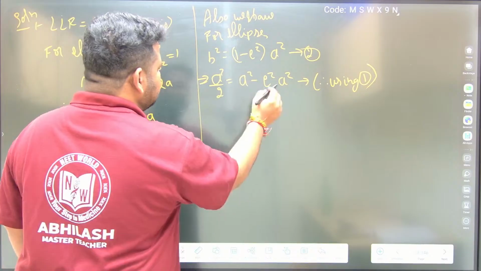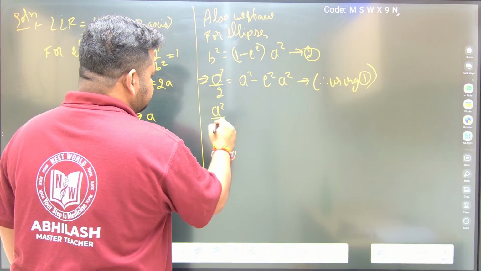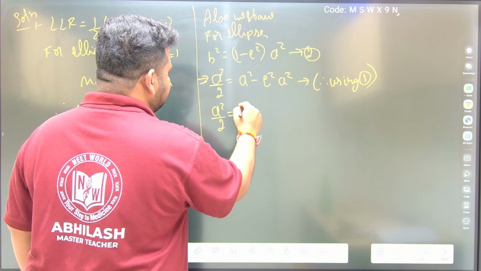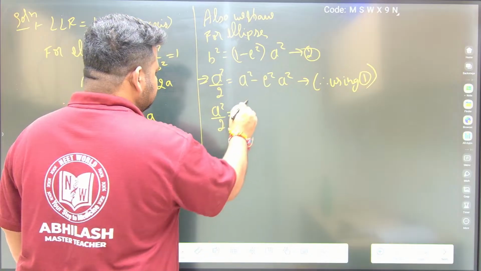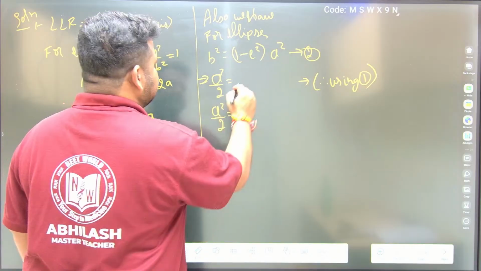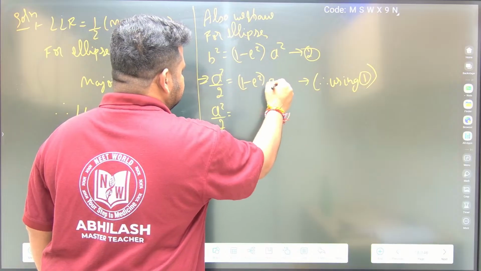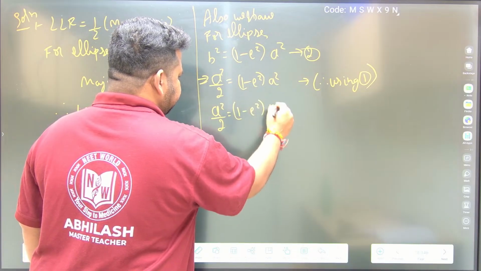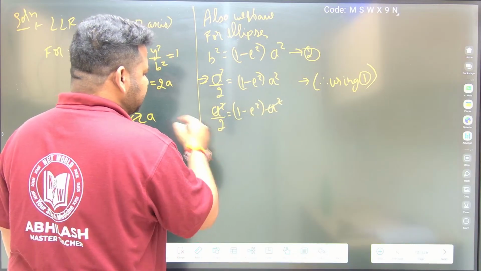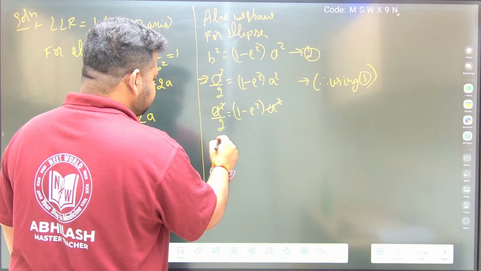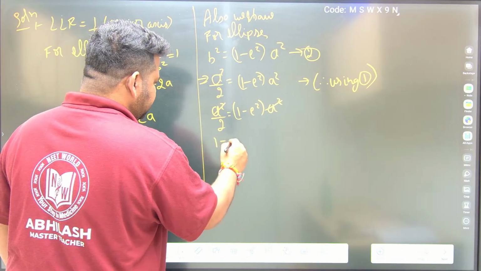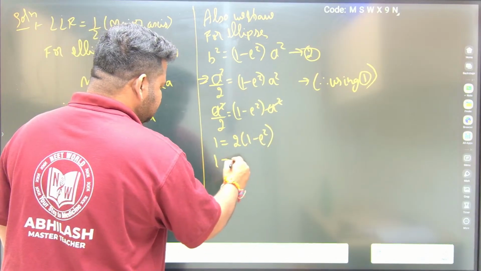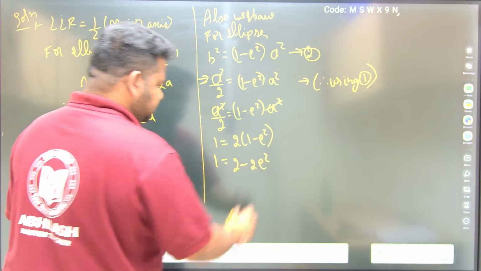Now this will become, I can take a square common here. Already it is common only, so no need to multiply this. I can take it as 1 minus e square into a square. I can cancel a square. I will get 2 times 1 minus e square. So I can write 1 is equal to 2 minus 2e square. This is what I will have.